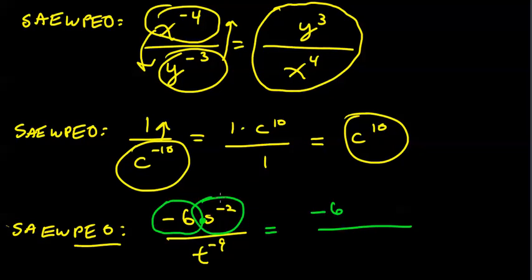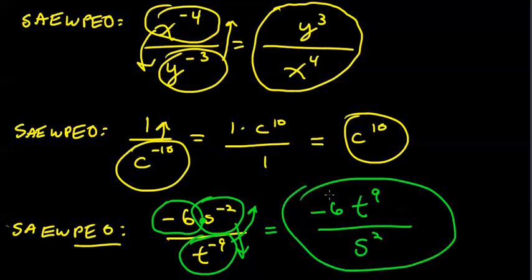S to the minus 2 in the numerator comes downstairs as s squared, right? Similarly, t to the minus 9th power in the denominator comes upstairs as t to the 9th. Alright, so I've simplified as much as I can and expressed my final result with positive exponents only. Alright, we're done with that one. Alright, now the screen.